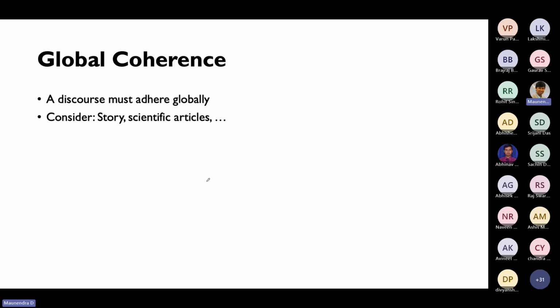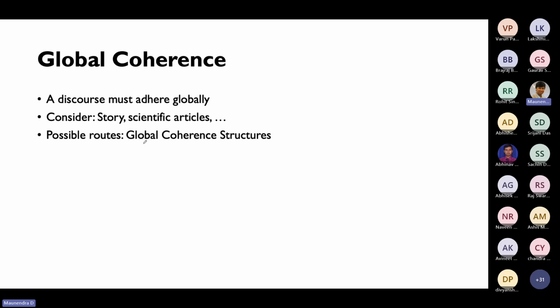We can talk about some kind of a chat sheet which is, say, 8,000 pages long. There will still be connections. Although I think these kinds of techniques are not applied, or have not been, it's very difficult to do that. But ideally, when we talk about global coherence, we take the entire document into consideration. So it must adhere globally: scientific articles, patents, stories, and so on.